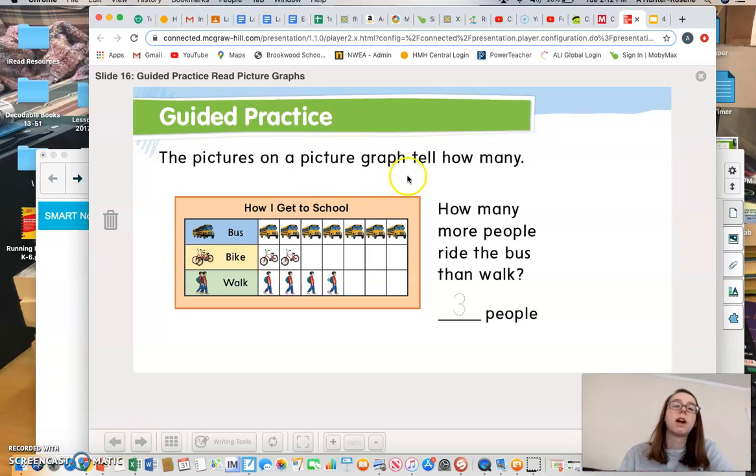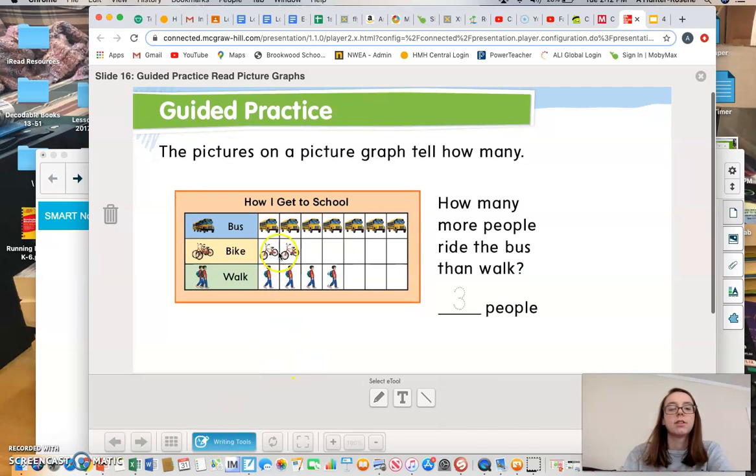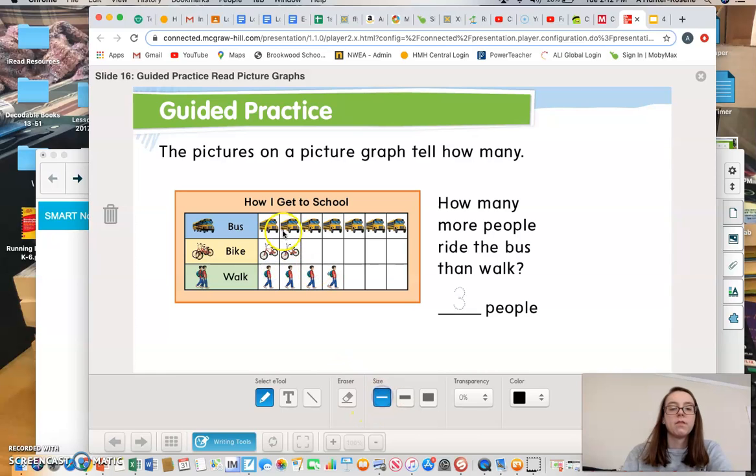The picture graph: how many more people ride the bus than this? So let's look at our picture graph. What I always like to do when we're comparing is this: 1 has the same, 2 has the same, 3 has the same, 4 has the same. It's asking how many more people ride the bus than this. So these are all equal, right? Because 4 people walk, 4 people ride the bus. Now we want to know how many didn't ride. 1, 2, 3, 4. 3 people ride the bus.